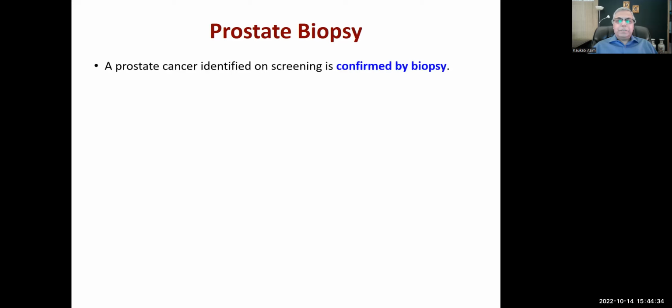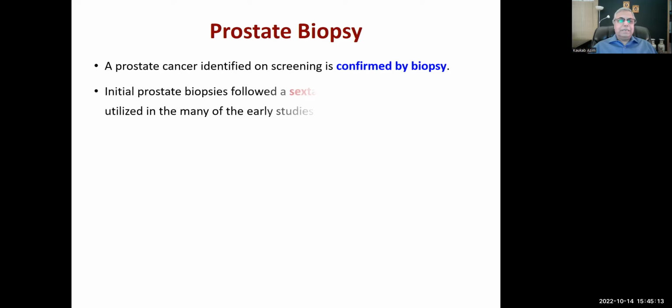A prostate cancer identified on screening is confirmed by biopsy. The biopsy is the only way in which you have a confirmed diagnosis of prostate cancer. It is almost confirmed when you do other investigations, but still we have to obtain a biopsy for assigning a Gleason score, or assigning a grade, to the prostate cancer. And then we can predict the prognosis, do risk stratification, and decide on a treatment.